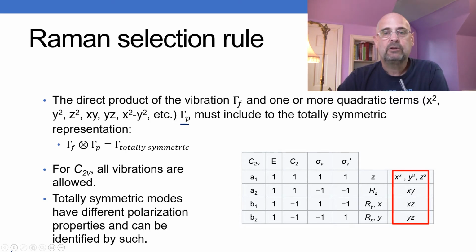Now, the last piece: totally symmetric modes, in this case A1, have different polarization properties. That is, the polarization of the light that's Raman scattered is different than for a non-totally symmetric representation. So I can take a spectrum of a fairly complex molecule, and by looking at the polarization properties, I can assign these bands to the totally symmetric vibrations. It can be very helpful.